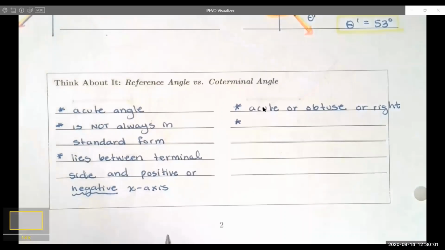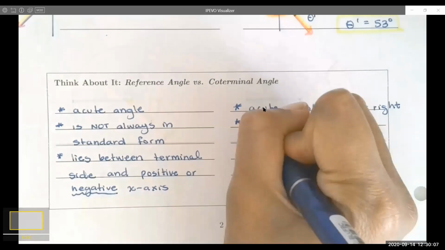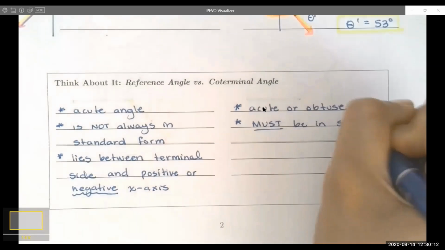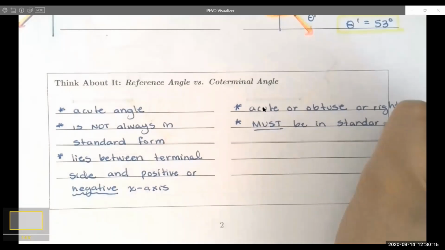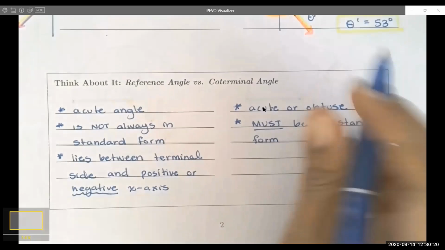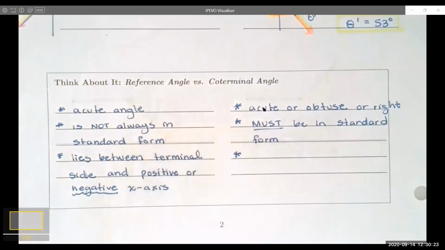A coterminal angle always has to be in standard form. That was part of the definition. I'm using form here, but I should really be saying position. I just interchange those sometimes. And it lies between the terminal side and the positive x-axis always, because if it's in standard position, it always has to be between the positive x-axis and terminal side.